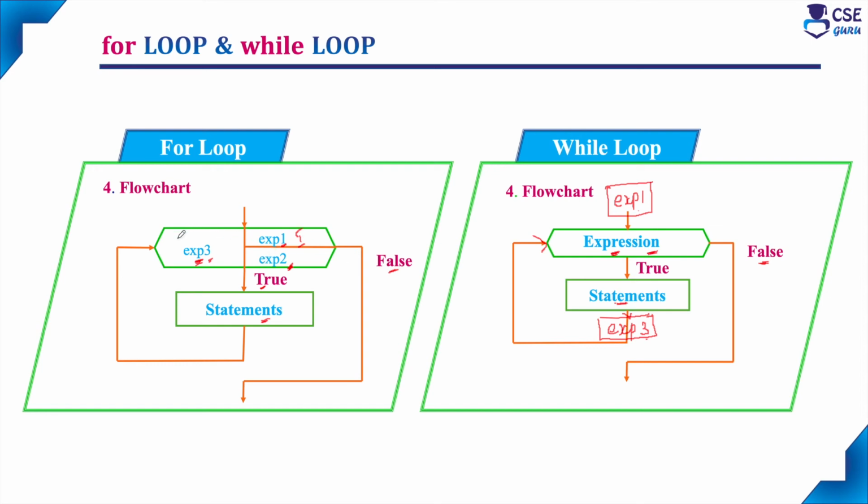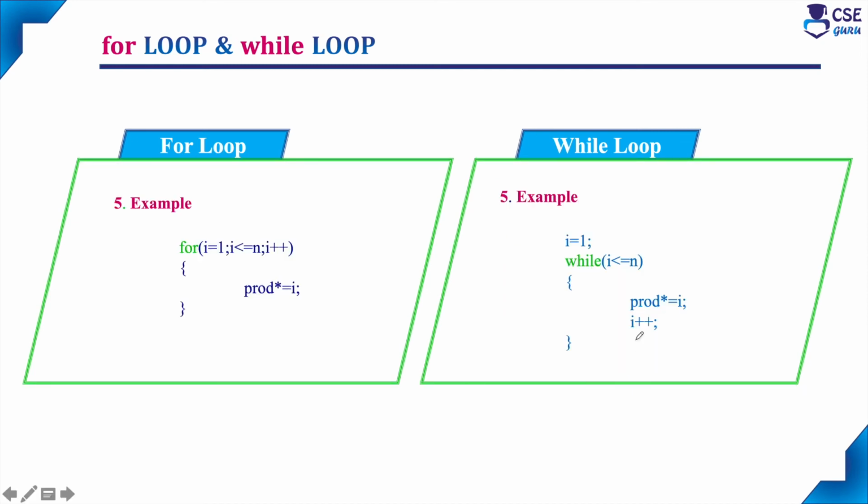In the for loop, we have specified a single statement only. But in the while loop, expression 1 comes first, next expression 2, and at the end of the body of the loop, expression 3. So this is the flowchart difference between the for loop and the while loop.